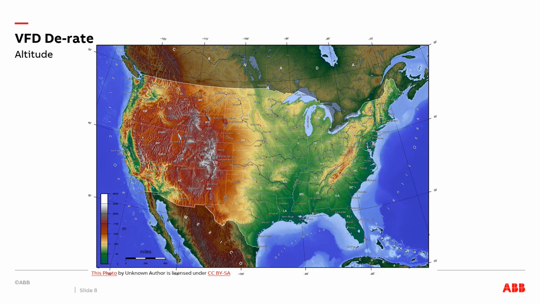And if you're selling drives anywhere that's located in these orange colors, most likely you're going to have to start possibly taking into account some sort of derate. Some major cities you can see right off this map are Albuquerque, Denver, Boise, and Salt Lake City. So those are just some examples.